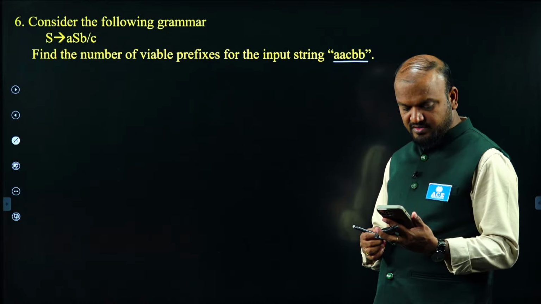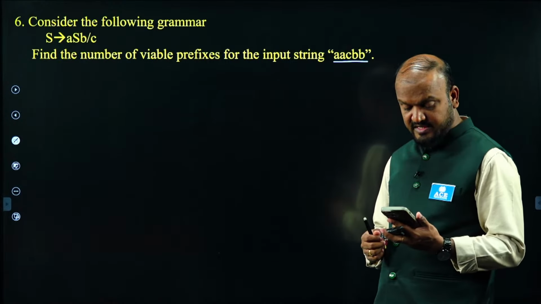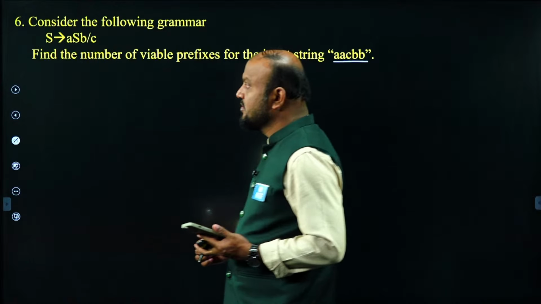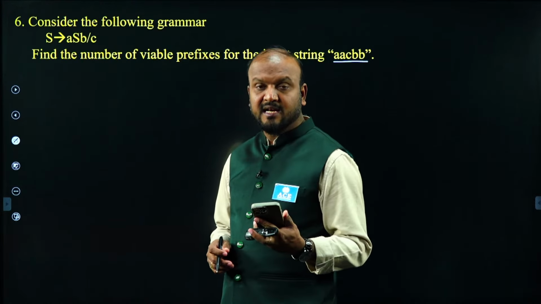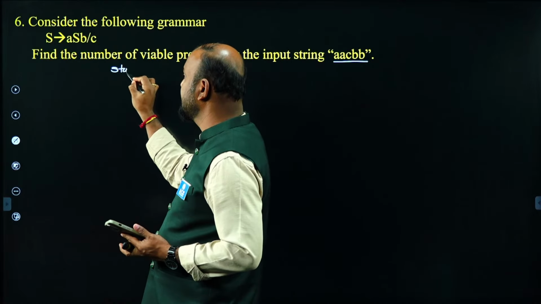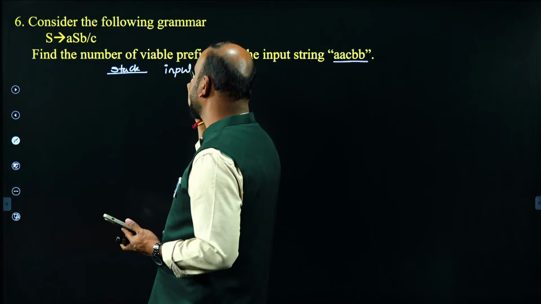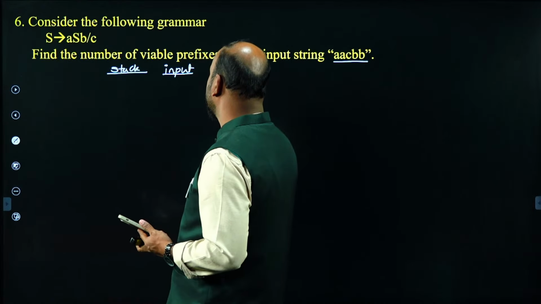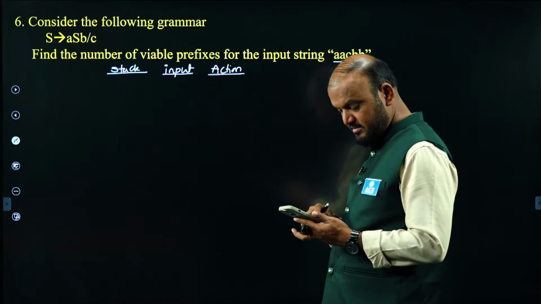Satvik, 4 viable prefixes. How? What are the viable prefixes? The prefixes of a right sentential form that can appear in the stack of a shift reduce parser. Okay. How do you do this? We write stack and input buffer and what actions you are performing to derive that input sentence.